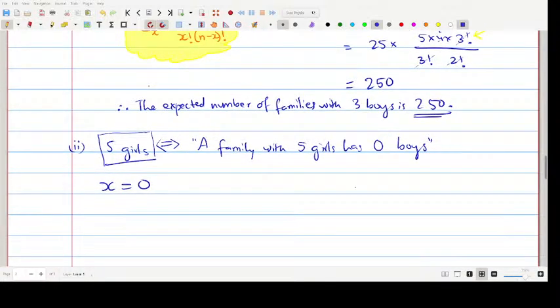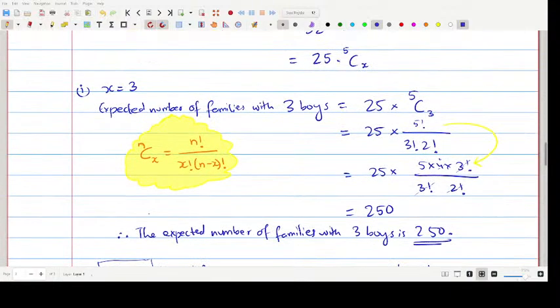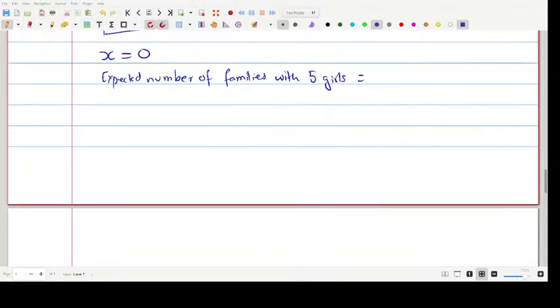So the expected number of families with 5 girls is equal to the expected number of families with 0 boys. So there is no problem over here, right? We'll be using x equal to 0 anyway. So this is 25 multiplied by 5C0. x is equal to 0.